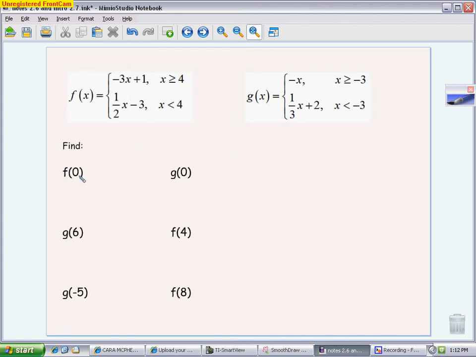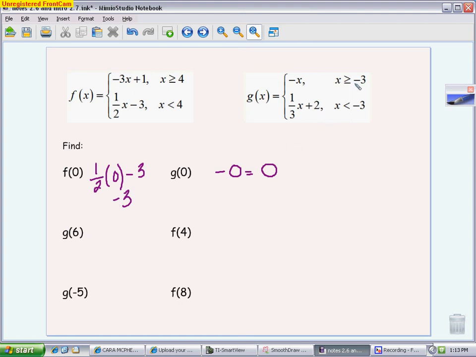So the first one, when it says f of 0, we want to go to the f function, and then we look at my choices for 0. I'm looking to see 0 is less than 4, so I'm going to go with the bottom choice. So it's going to be half of 0 minus 3, which is 0 minus 3, which is negative 3. G of 0, now I want to put 0 into this function. Look at my different options for my domains. 0 is bigger than negative 3, so I'm going to use the top function. This is just saying it wants the negative of whatever number you plug in, so the negative of 0, well, there's really no such thing. It is just 0.